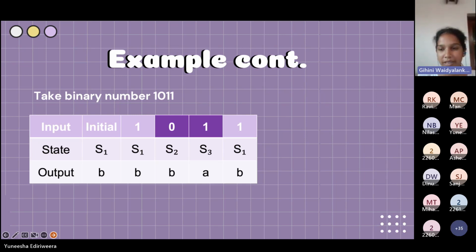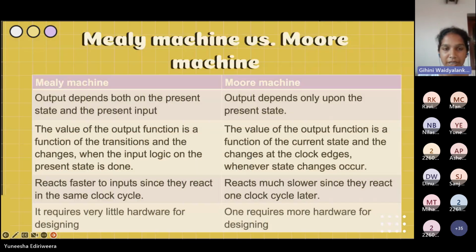Now let's move on to the next slide to see what the differences are between Mealy machine and Moore machine. In a Mealy machine, output depends both on the present state as well as the present input. But for Moore machines, output depends only on the present state. In Mealy machines, they react much faster to input since they react in the same clock cycle. But Moore machines react much slower since they react one clock cycle later. And a Mealy machine requires very little hardware for designing, but Moore machines require more hardware for designing. Now, Imasha will continue with the rest of the presentation.